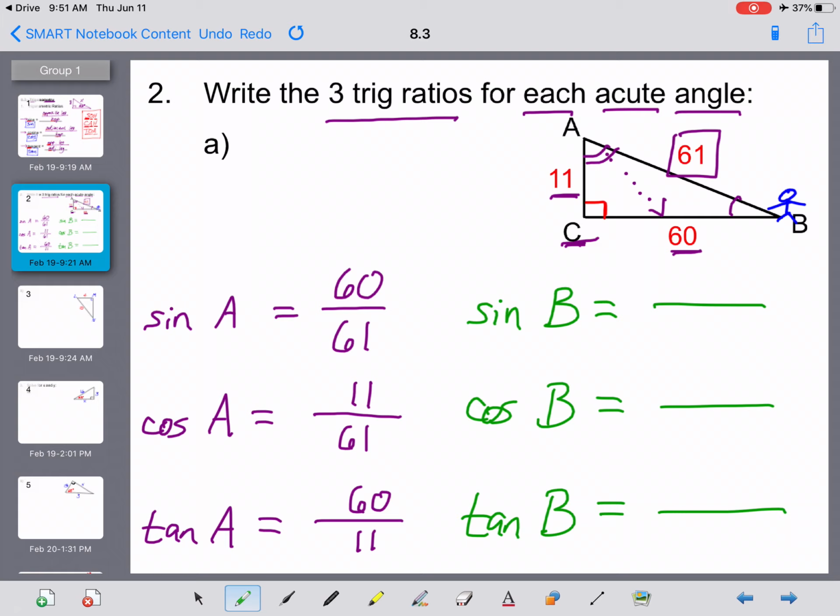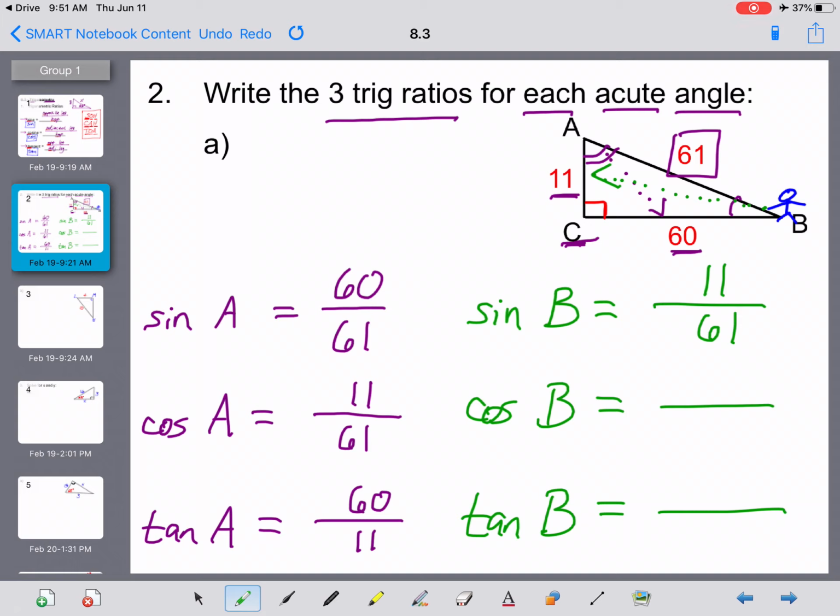Sine still means opposite leg over hypotenuse, but from where you're standing at angle B, the opposite leg across the figure from you is over here. 11 is the opposite leg. The hypotenuse, though, hasn't changed. Regardless of where you're standing, the hypotenuse in this triangle is always going to have a length of 61. So the sine of angle B is 11 over 61.